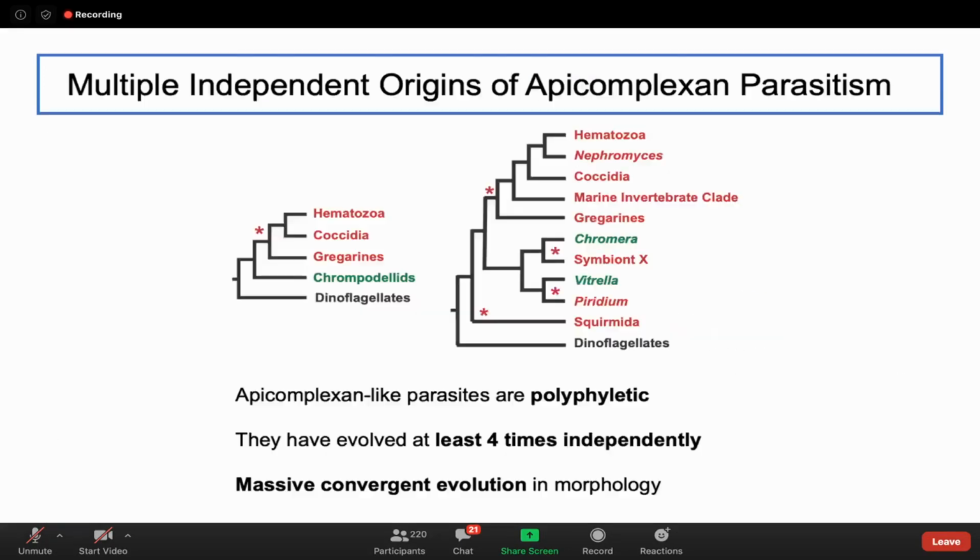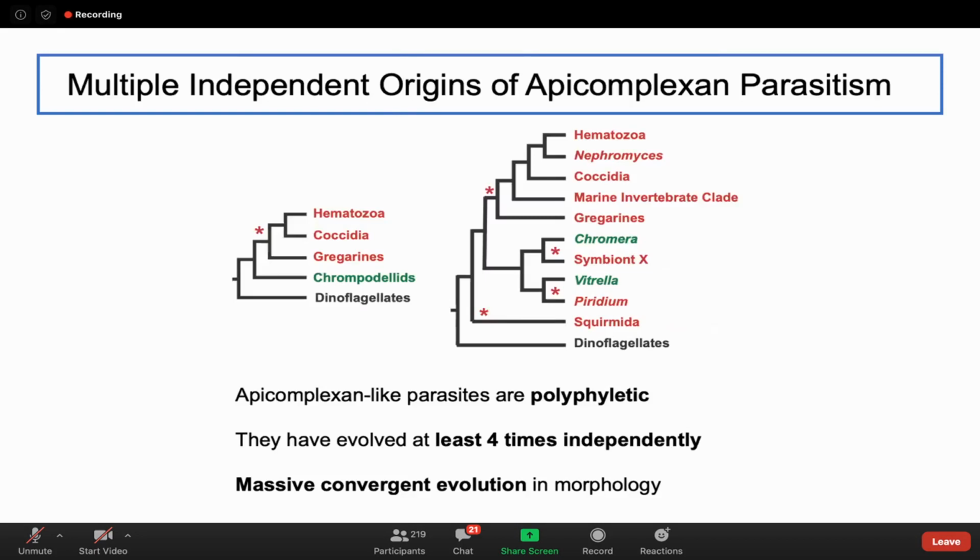So over the past year, we've gone from a scenario like this, where we considered there to be a single origin of this parasite, to a polyphyletic Apicomplexan-like parasitism. We also have new taxa added in, such as Nephromyces, that was sequenced by Claudio's group, and this new marine invertebrate clade, and we have a whole bunch of taxa added in here. So now we know that Apicomplexan-like parasites have evolved at least 4 times independently, and we see a massive convergent evolution in morphology. These squirmid parasites, as well as Piridium, look just like any other Apicomplexan in their morphology and the way they infect the animal, in their life cycles. And so there's maybe some predilection in this group for this kind of parasitic form.